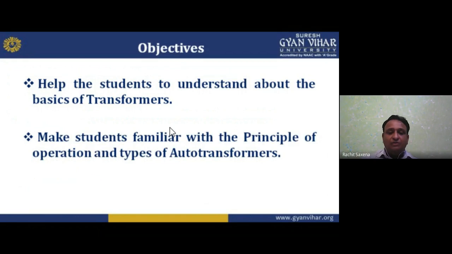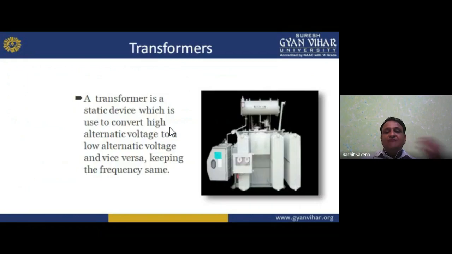Moving forward, a transformer is a static device which is used to convert high alternating voltage to low alternating voltage, and vice versa, meaning step up and step down. Step up basically increases the voltage level from primary to secondary and gives it to the load. How can we do it? We can do it easily with the turn ratio, which is also called the transformation ratio.